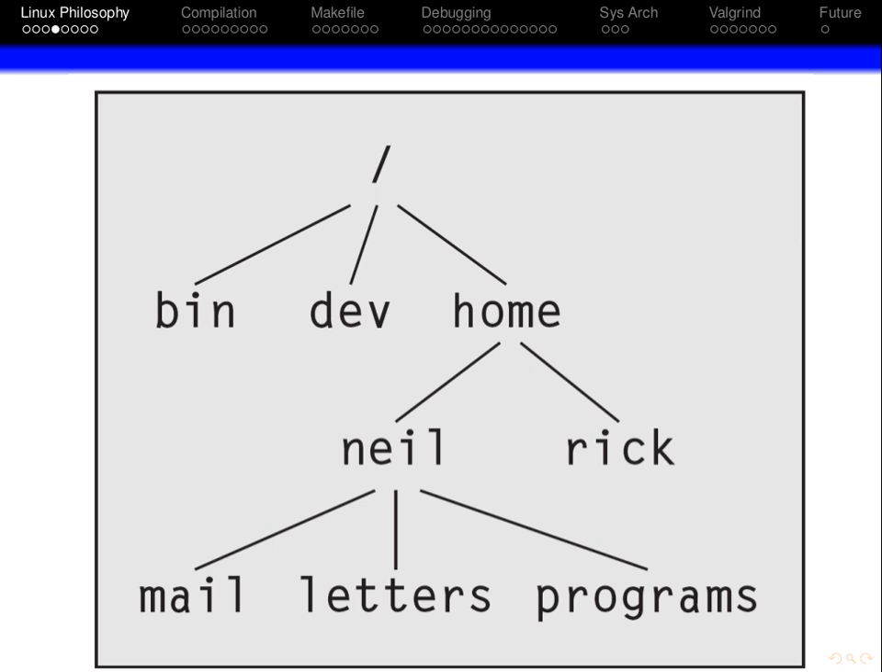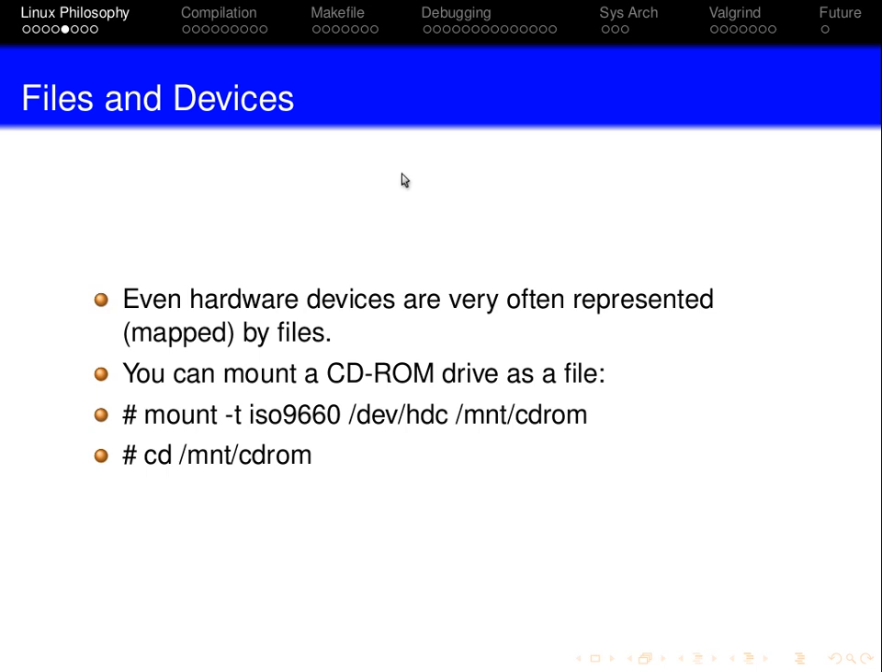All right, here's another view. Slash, you might have bin, dev, and home, and then under home you might have two people, Neil and Rick, and Neil might have three other directories as well. But everything starts from the root, which is just a slash.